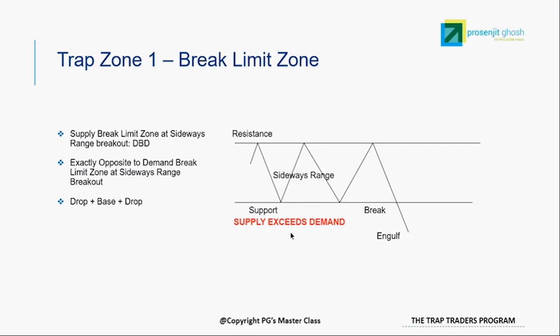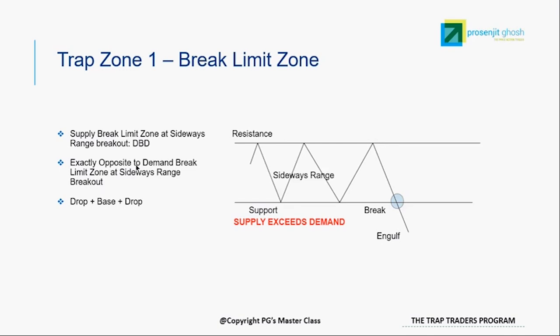So we know that supply exceeds demand, and we can trade it. Okay, we can take a short trade. So where are we going to take the short trade? At the point where support is taken out. But we just cannot trade it in a line chart.